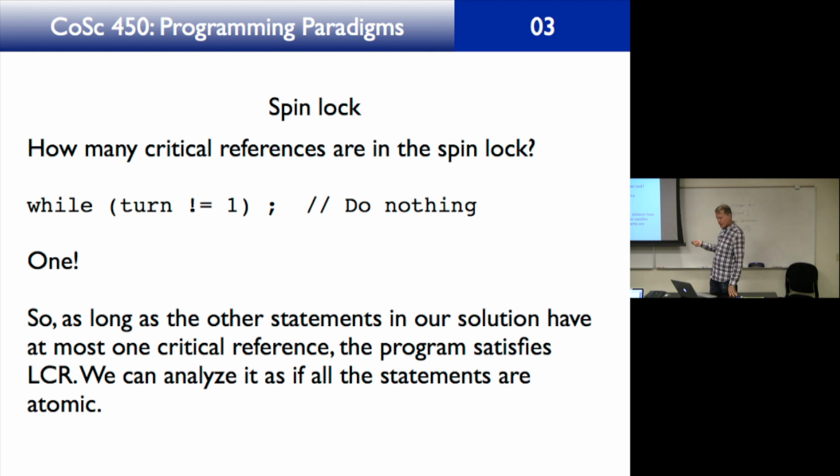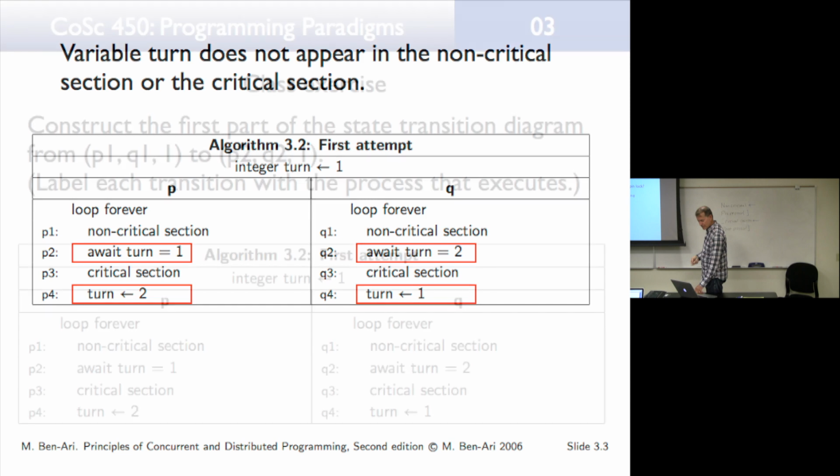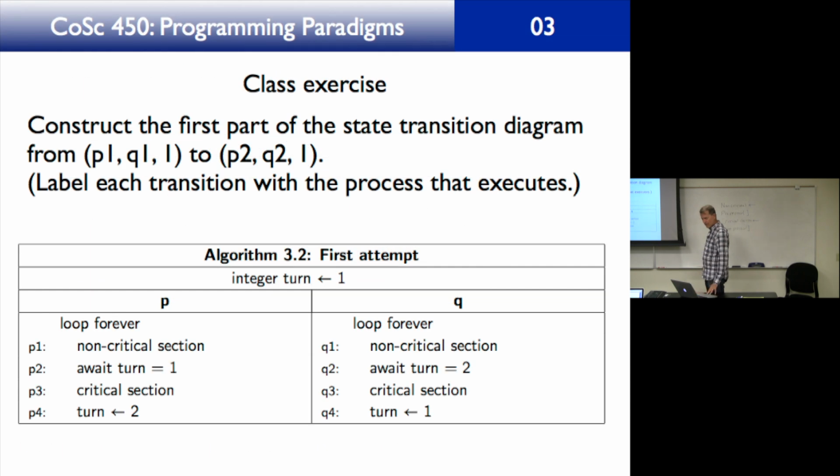So as long as the other statements in our solutions have at most 1 critical reference, the problem satisfies LCR, and we can analyze it as if the statements are atomic. So when we come back here and we see await turn equals 1, that's one statement, and we consider that to be atomic, even when we implement it, we know that we can do it as an atomic statement. All right? Now, we're going to do a class exercise. So is everybody ready?